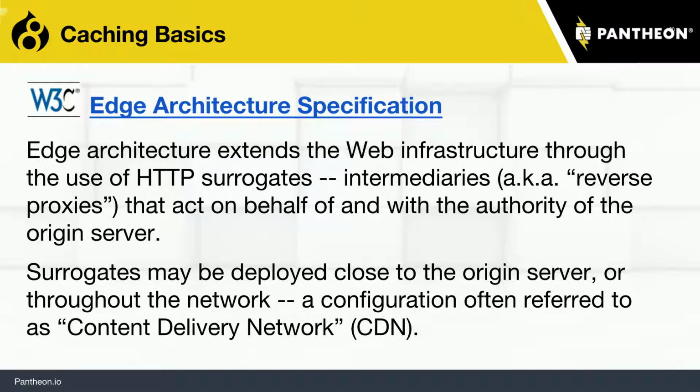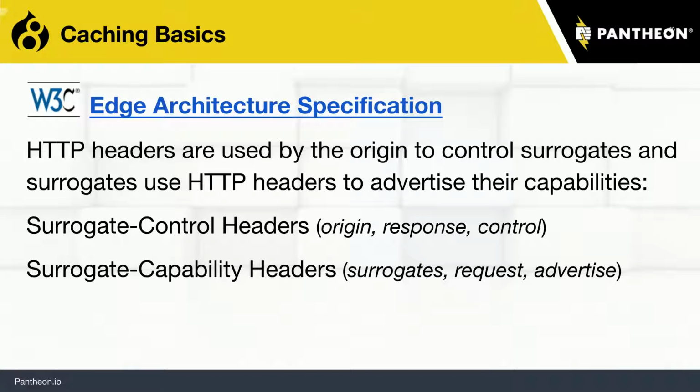And there are a bunch of surrogates out there that are doing what the web server wants. The web server is the origin. A bunch of surrogates out there are commonly called a content delivery network, or a CDN. What happens is the origin sends out surrogate control headers to all the surrogates, and the surrogates send back their capabilities. They advertise their capabilities in the request back to the origin. We're not going to talk about the technicalities of these, but it's good to know that they exist, and this is how you visualize it.